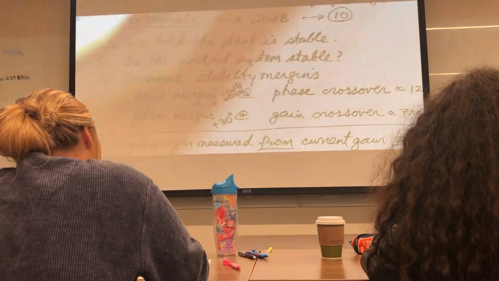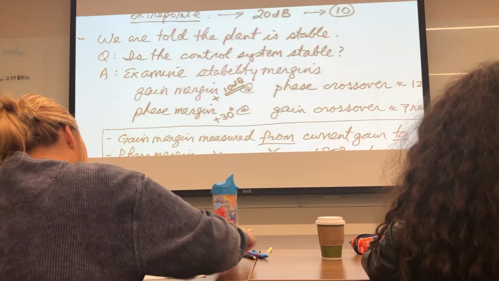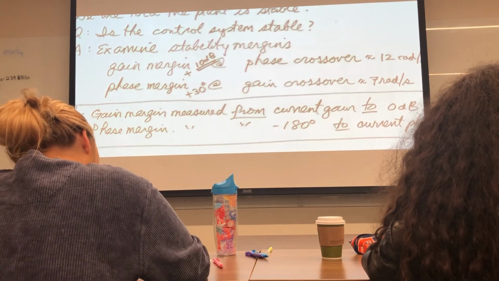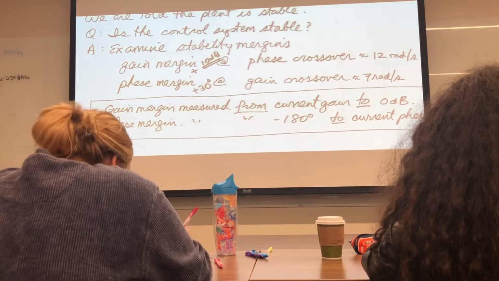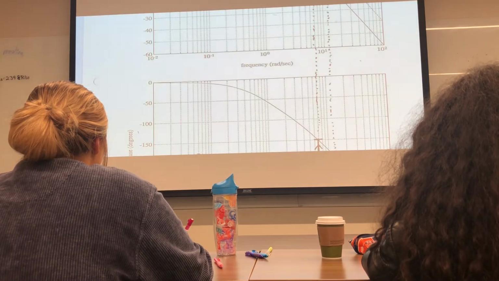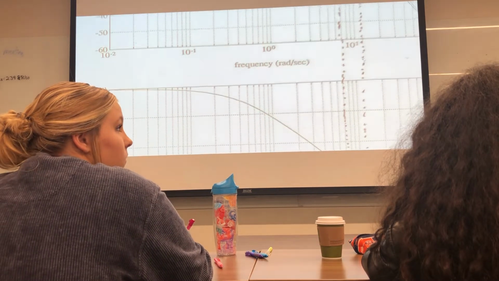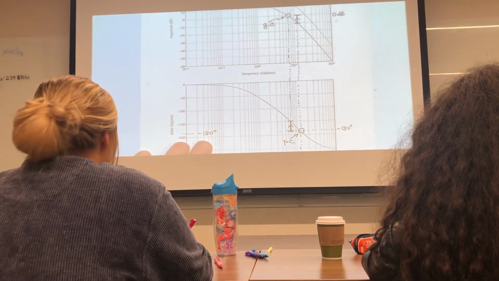That means the system is stable. So back to our question. We're told the plant is stable. Is the control system stable? We look at the stability margins in the Bode plot. We could sketch the Nyquist plot and use that same information. Let's go back to the Bode plot and take a look at this information again. And our conclusion is that the control system is stable.